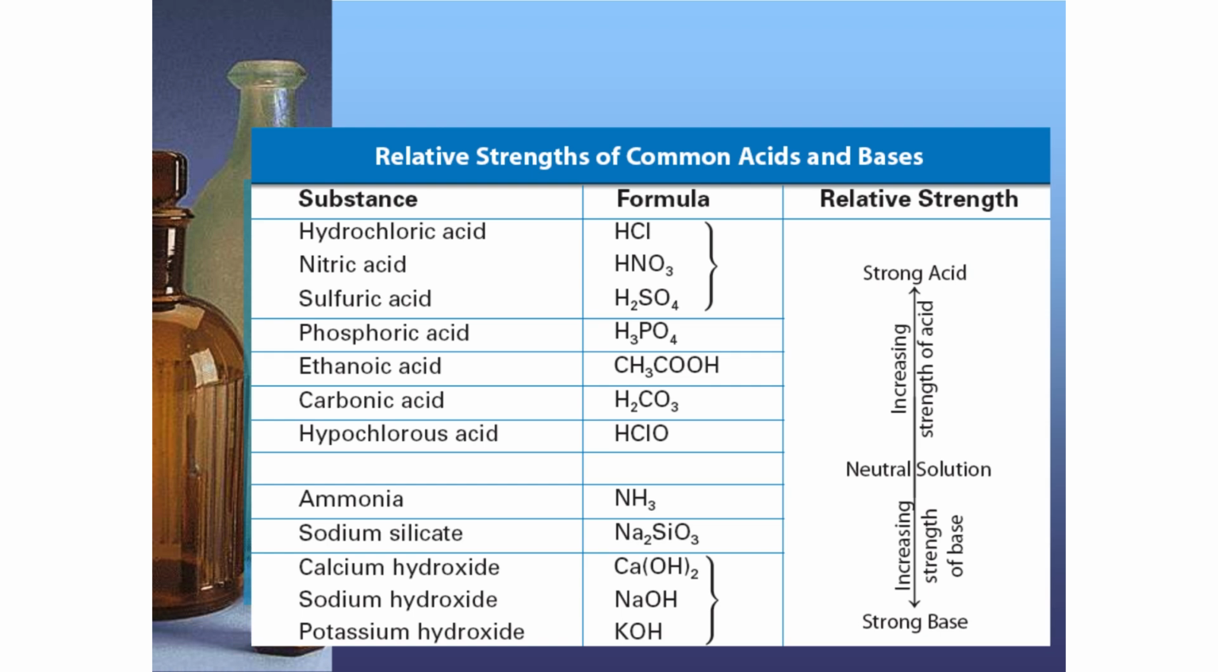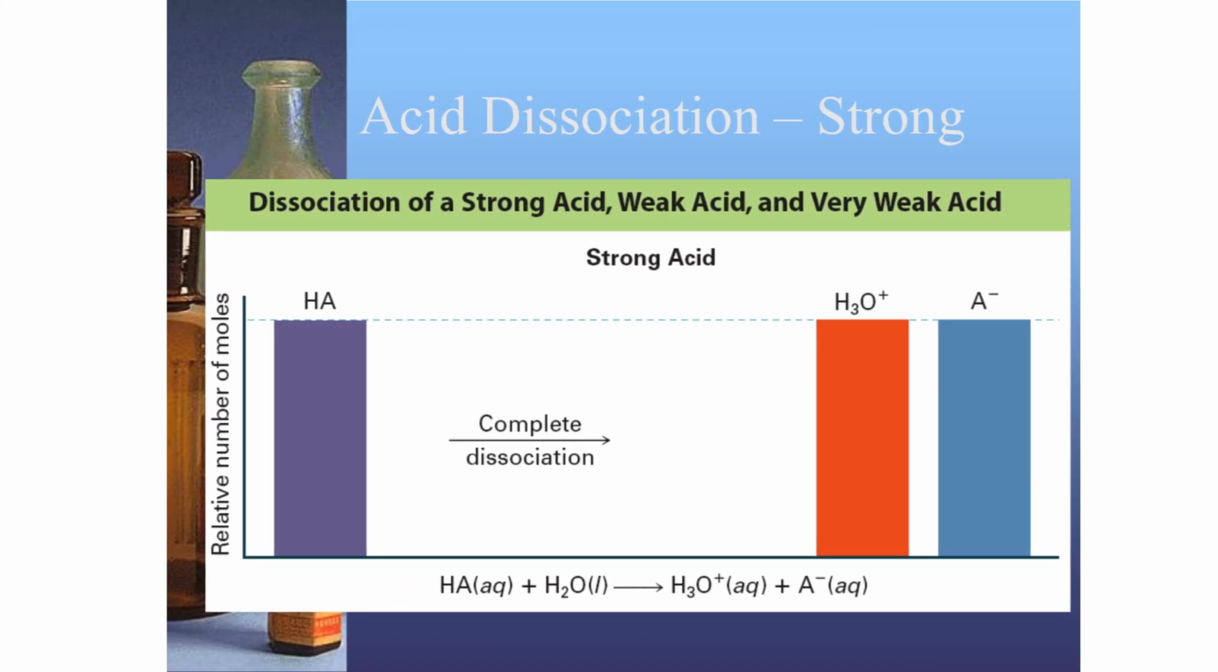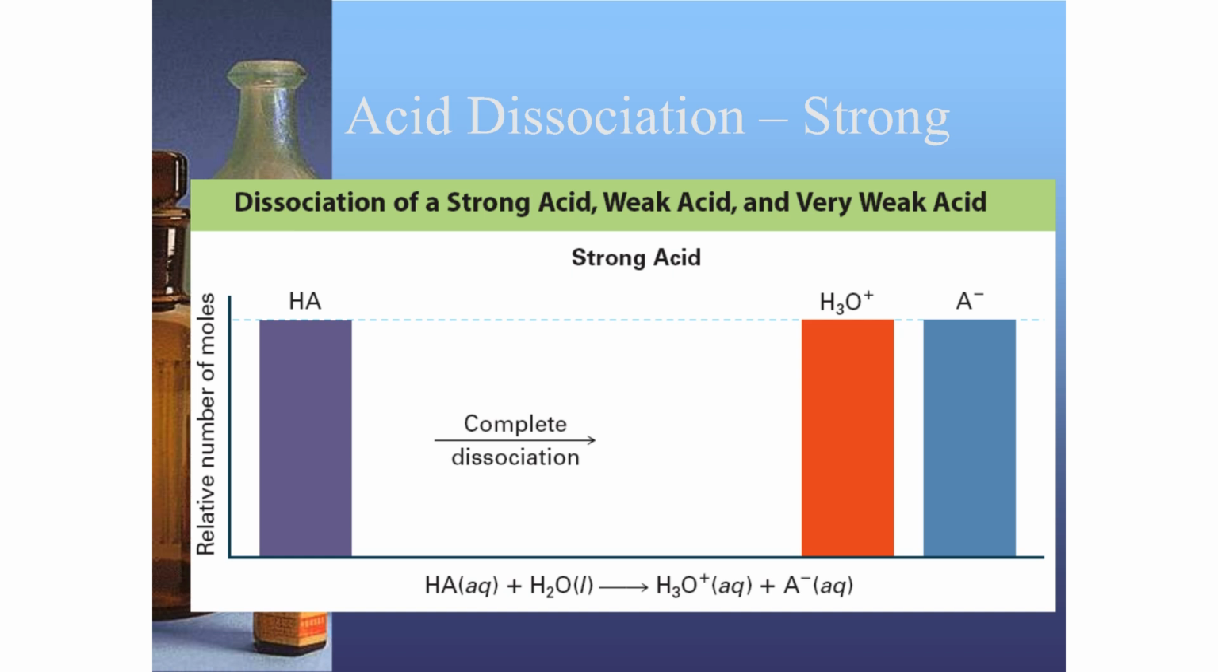Coming up, we'll discuss acid dissociation visually. For a strong acid, the diagram shows complete dissociation. The acid HA fully breaks down into H3O+ and A- in water. The chemical equation is HA(aq) plus H2O(l) yields H3O+(aq) and A-(aq).